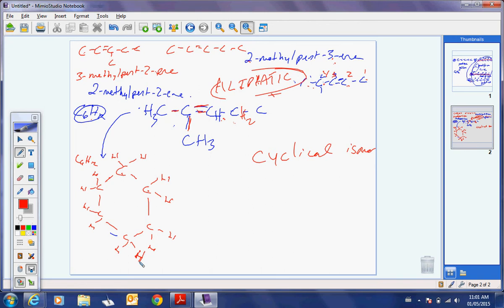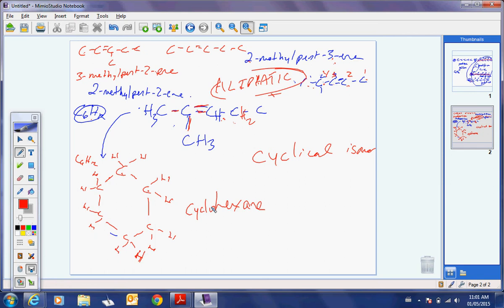How would you name this? First of all, how many carbons? 6. So how do we say 6? Hex. Is it an alkane or an alkene? Ane. So it's hexane. Only is it hexane? No. So they put a little cyclo in front of it to mean a circle hexane. So this is cyclohexane, instead of just hexane, which would be a nice line.